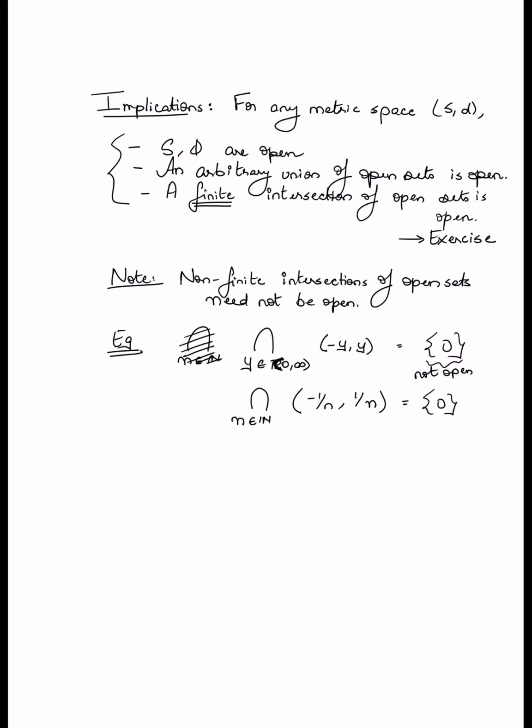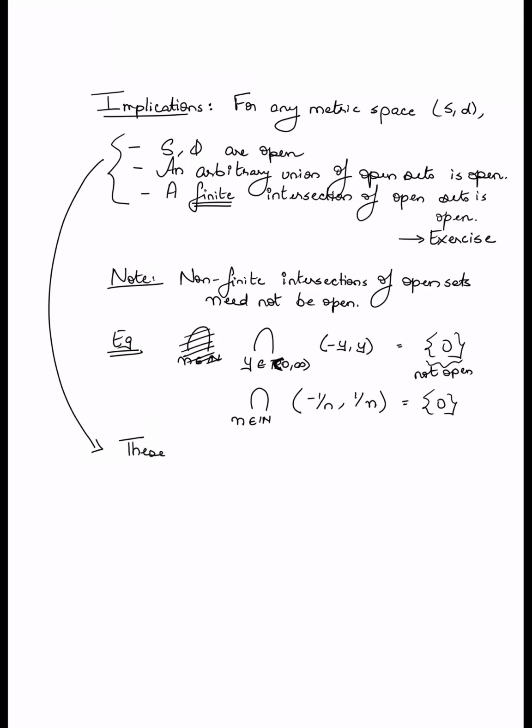So coming back, what we have been saying is that from the definition of open sets, there are three important implications that one can draw. The entire space and the null set are open. Arbitrary unions of open sets are open. Finite intersections of open sets are open. Now, in the context of metric spaces, these three are in fact consequences of the definition of open sets.